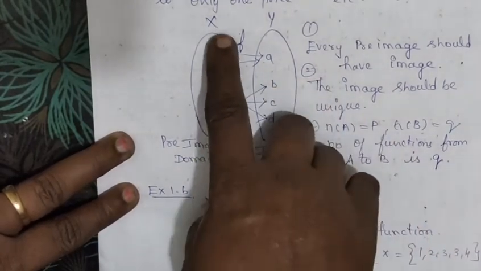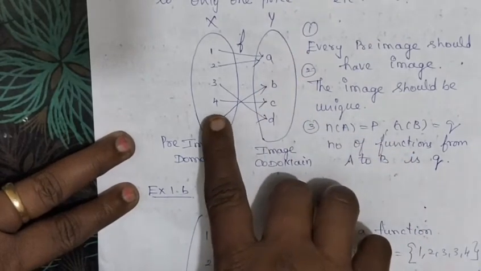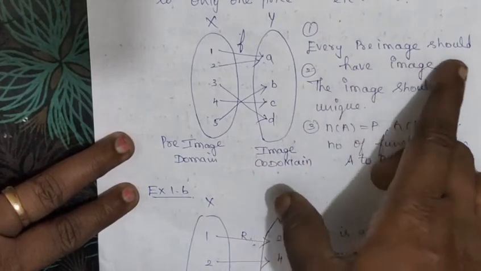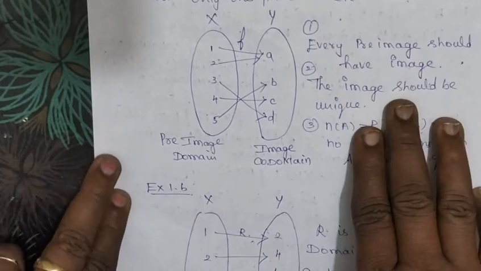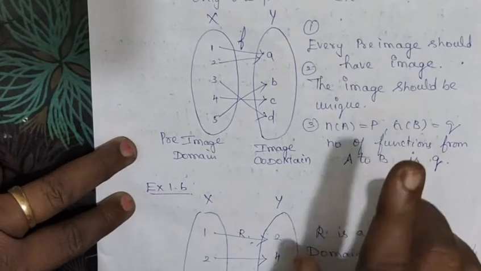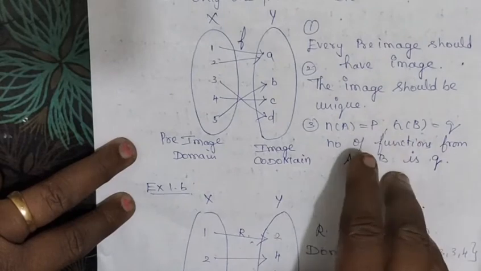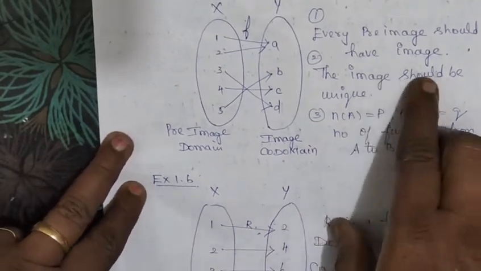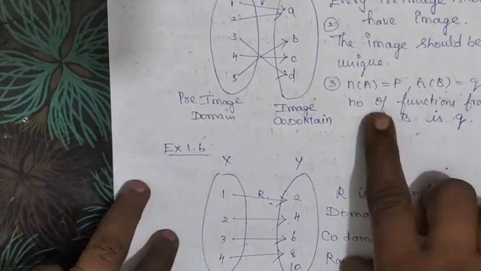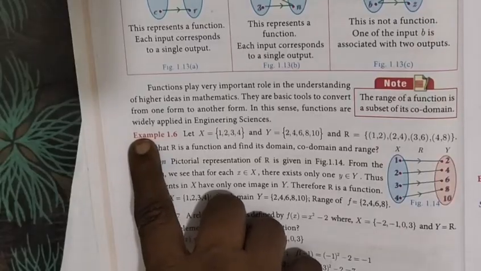Now, every pre-image should have an image and also the image should be unique. Every pre-image should have an image means when we stand before a light, we should have an image. So, think of it. When we stand, we should have an image. We cannot get the image of others. Now, that is, the image should be unique. n(A) equal to p, n(B) equal to q means the number of functions from A to B is q to the power p. Now we can see example 1.6.